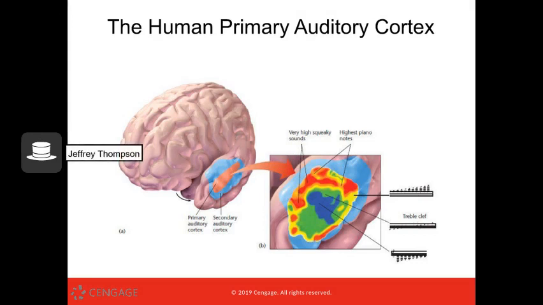So here's our primary auditory cortex, and also our secondary auditory cortex. So as you can see from this map, certain areas respond better to certain sounds. So in these areas, we have high response to the highest piano notes and very high squeaky sounds, so like a dog's chew toy or something like that. So those high responsive areas show us increased sensitivity to higher notes.